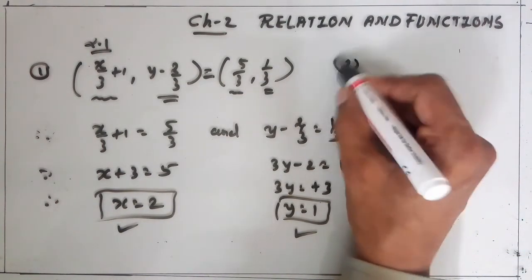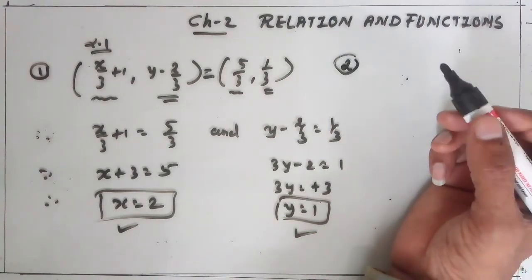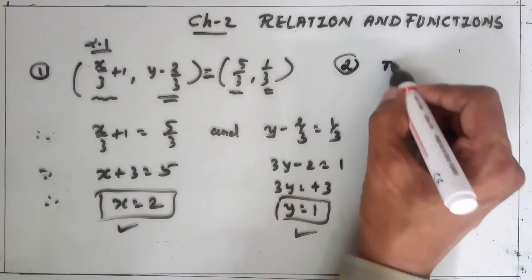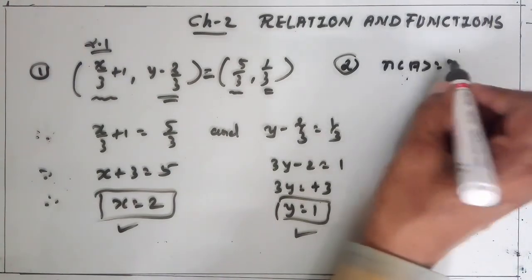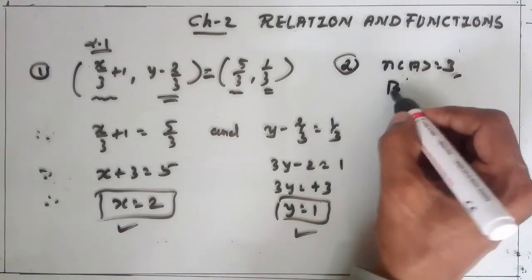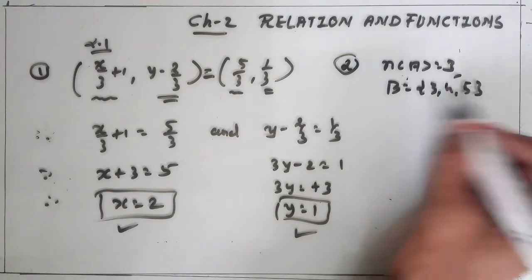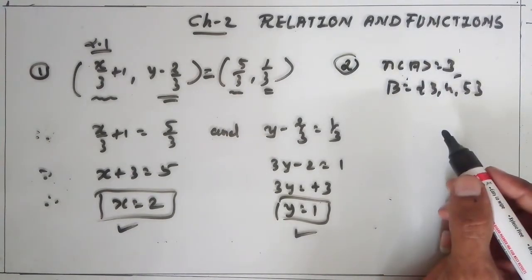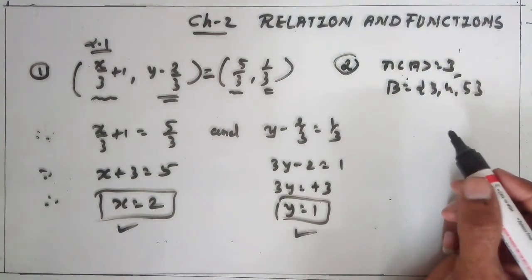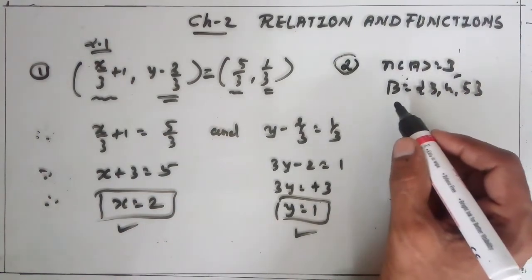Look at this second question. If set A has 3 elements, number of elements of A is equal to 3, and set B is equal to {3, 4, 5}, B has 3 elements. Then find the number of elements of A cross B.